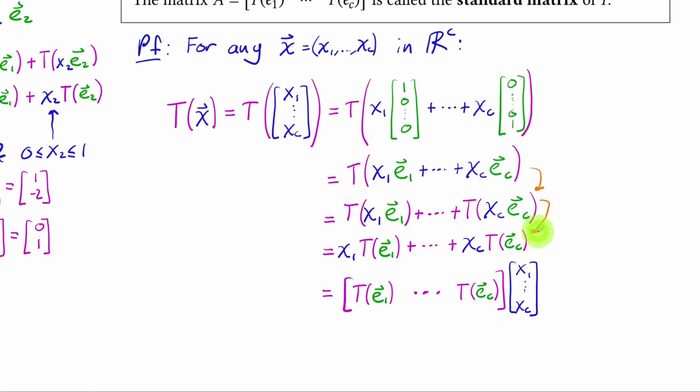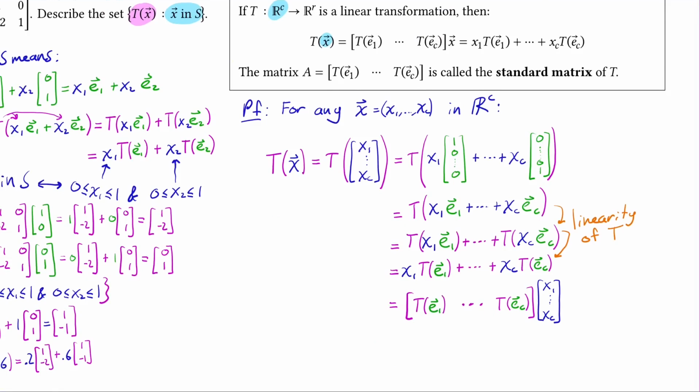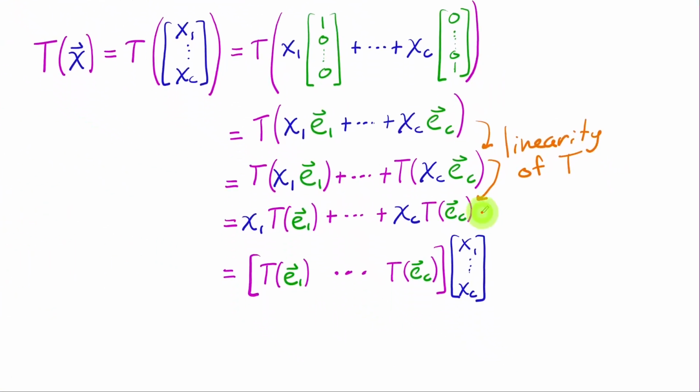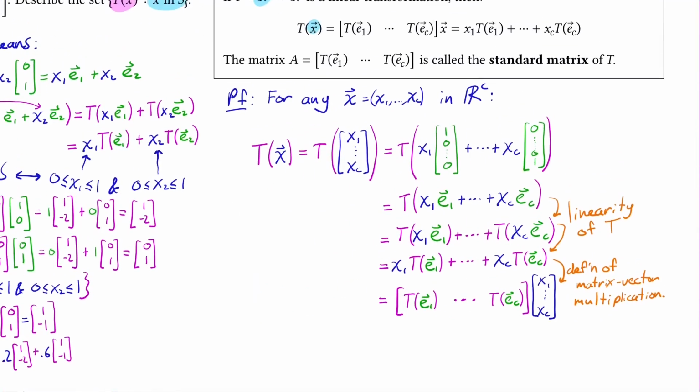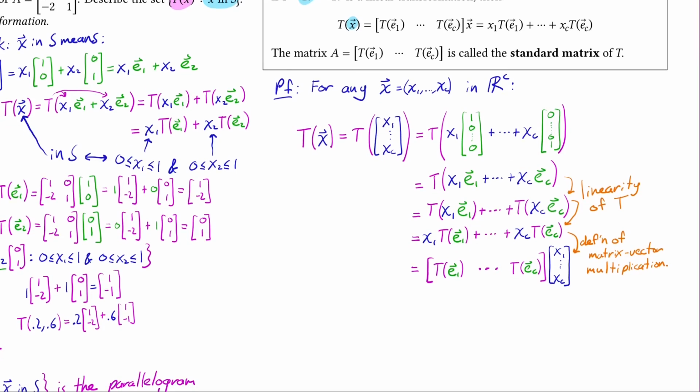And maybe we should just label these steps to be formal. I didn't actually write this, but we're assuming that T is a linear transformation. So this is using the definition of linearity. And from here to here, we're using the definition of matrix vector multiplication. So yeah, that proves the theorem. T of x can be written like that. And this defines also what we mean by the standard matrix of any linear transformation.